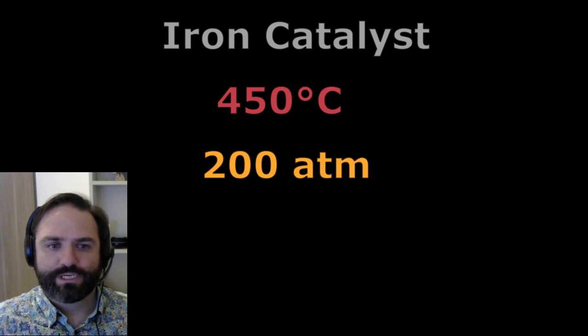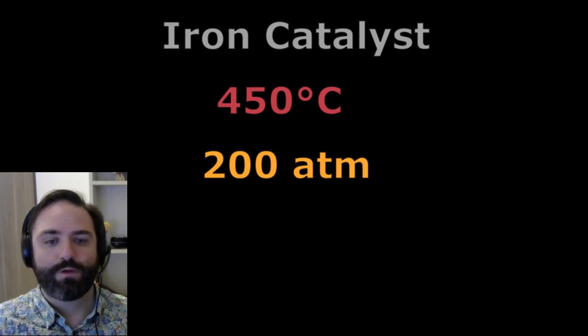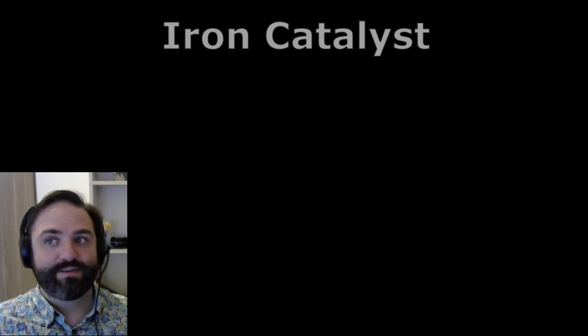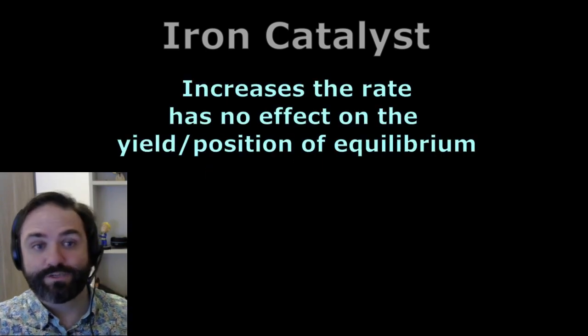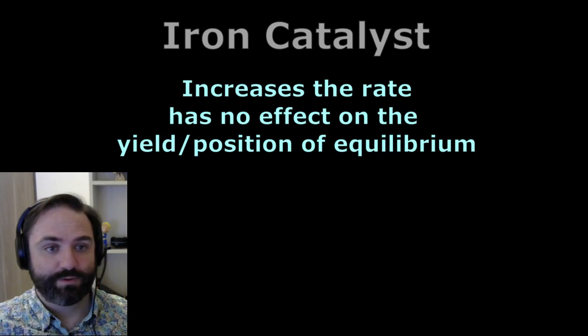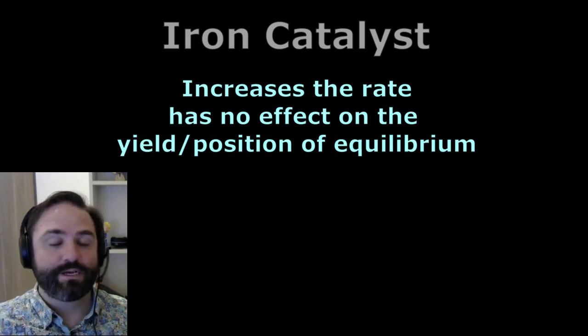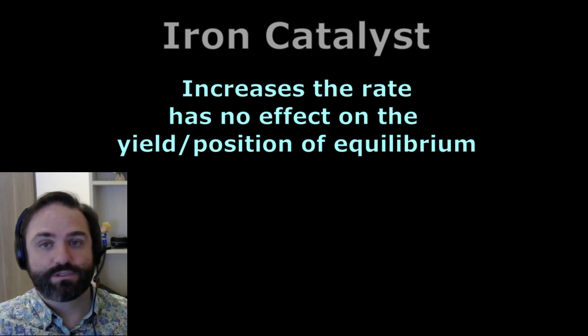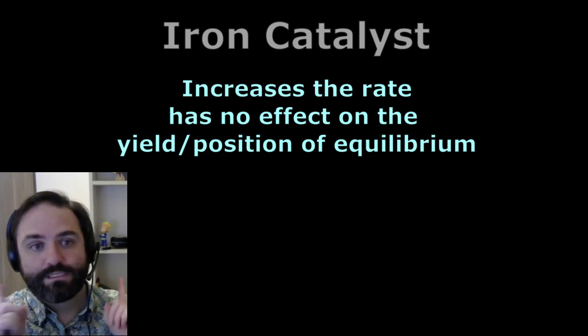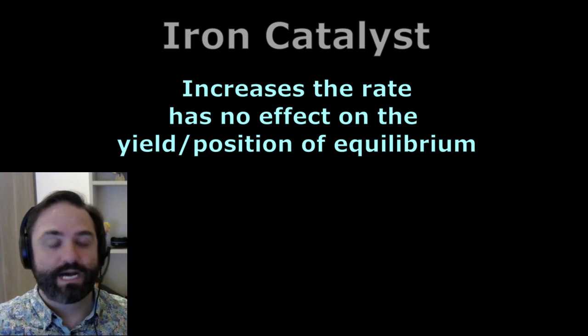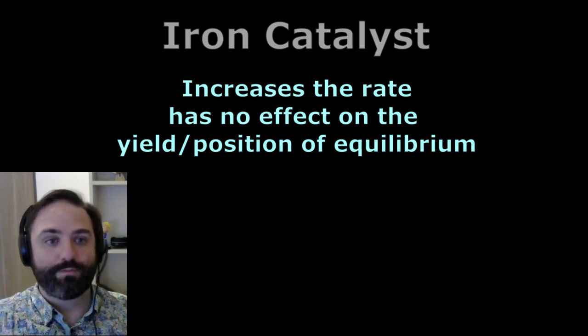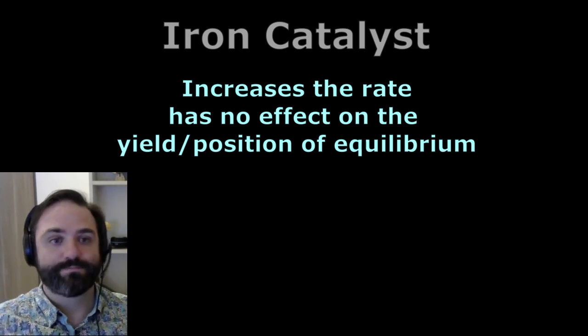Why are all of those conditions chosen? Let's have a look at them one by one. Well, the iron is a catalyst. The iron is not going to have any effect on the position of equilibrium. Catalysts don't do that. What the iron does is speed up the rate of reaction, like all catalysts. So number one, the iron speeds up the rate of reaction. It has no effect on the position of the equilibrium and no effect on the yield.